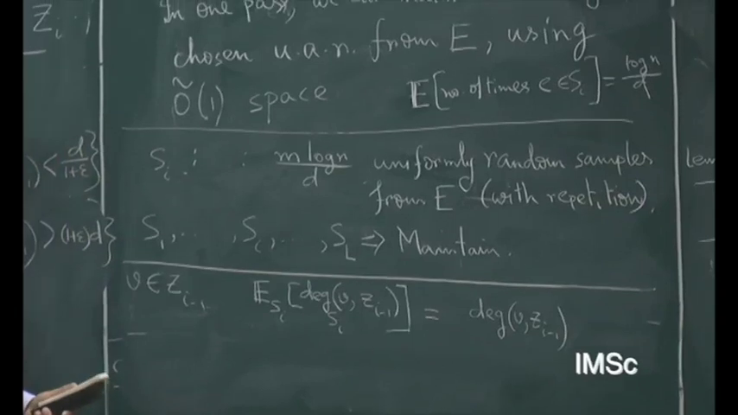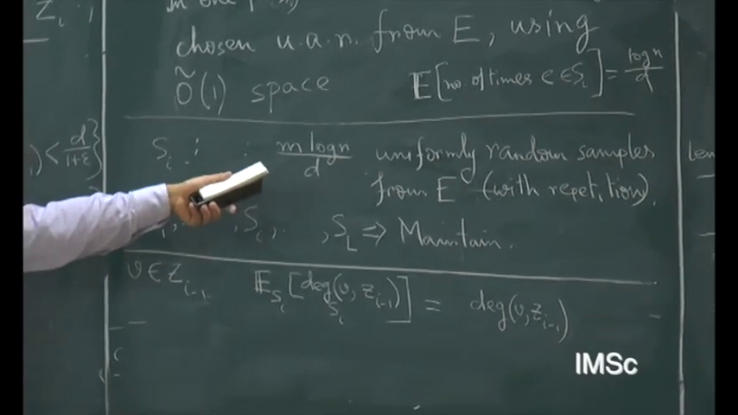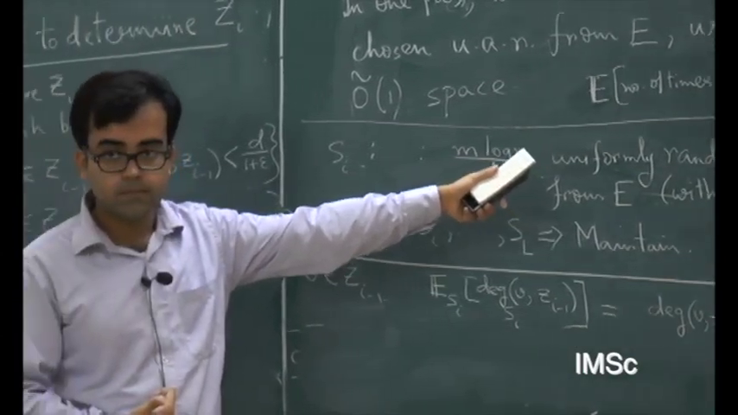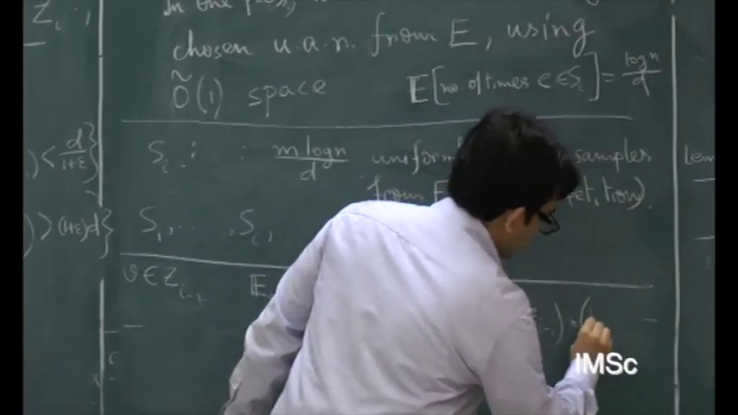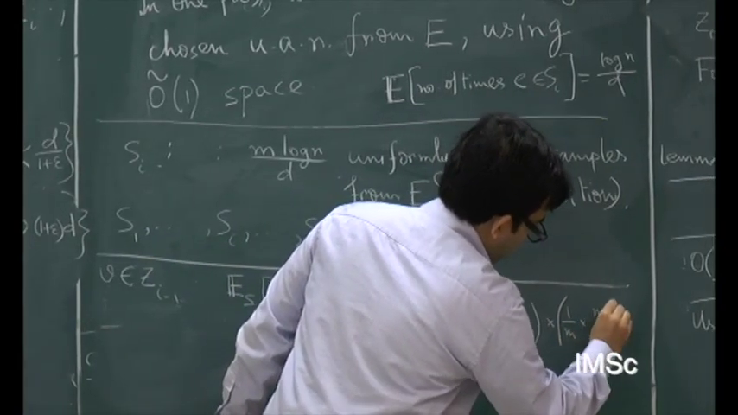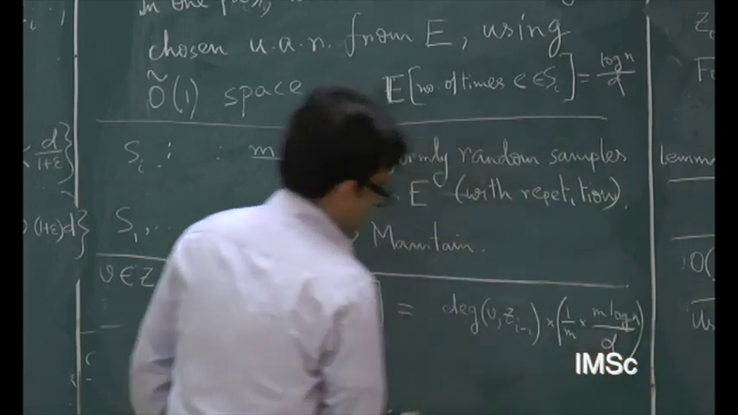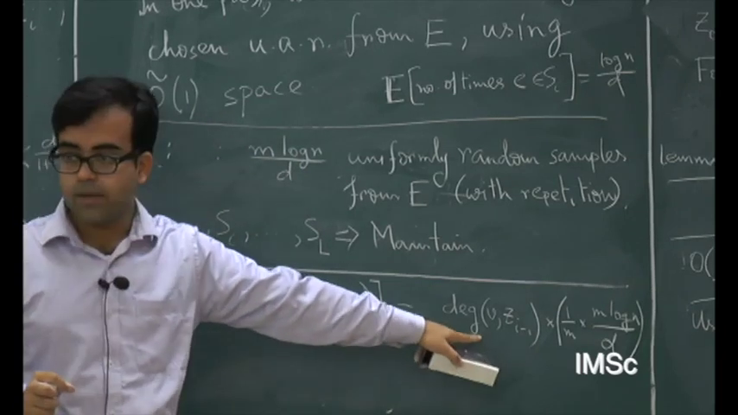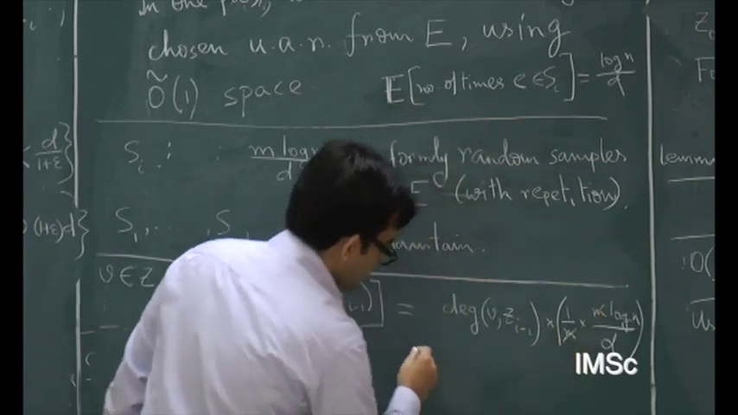Because it appears in one sample with probability 1 over m, and you have taken m log n over d samples. So it's 1 over m times m log n over d, times the number of edges, and this follows from linearity of expectation, right? There are these many edges. So what do you get? m cancels out.